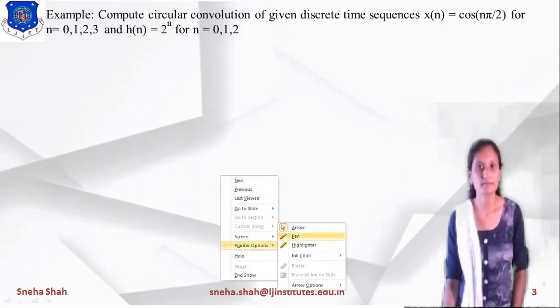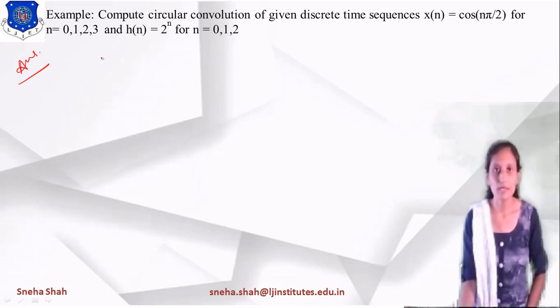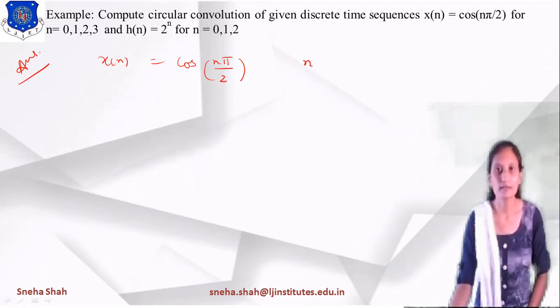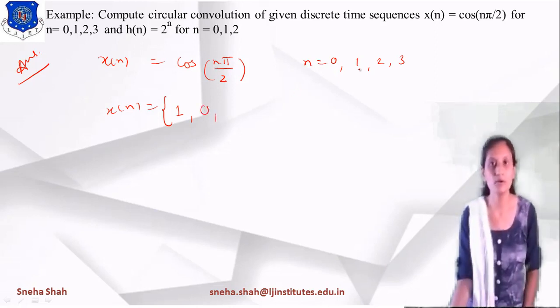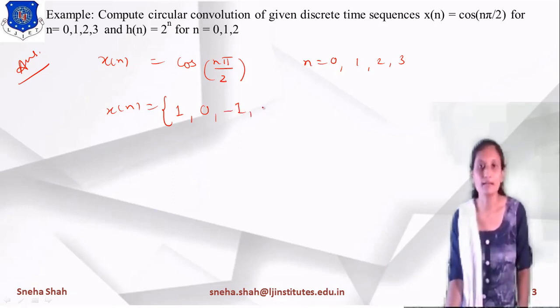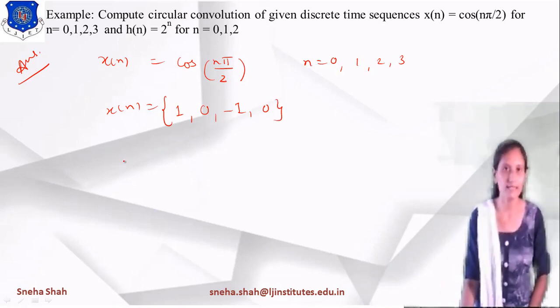Starting with this, first of all I am writing the equation of x of n. x of n equals cos n pi by 2, for n equals 0, 1, 2 and 3. If I take n equals 0, cos 0 equals 1. If I take n equals 1, then cos pi by 2 means 0. If I take n equals 2, cos pi means minus 1. And for n equals 3, cos 3 pi by 2 means 0. So this is the final value of x of n.